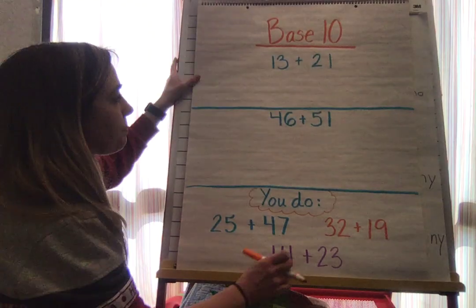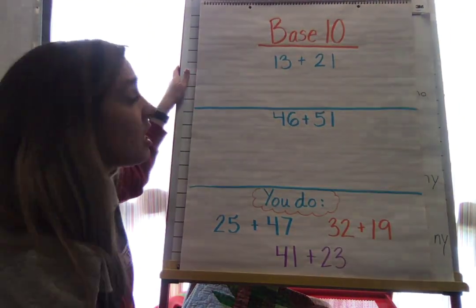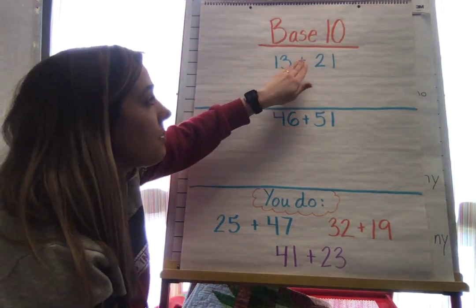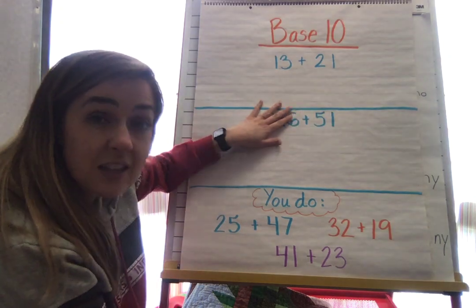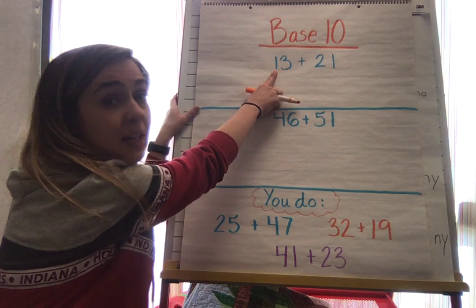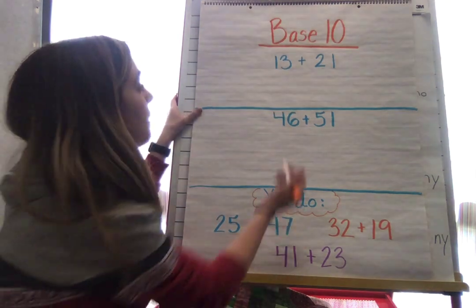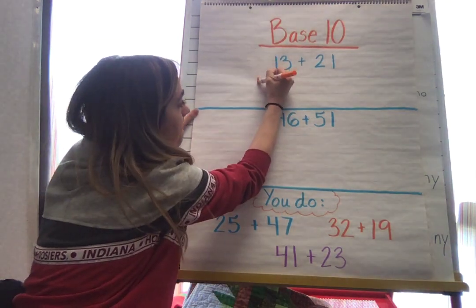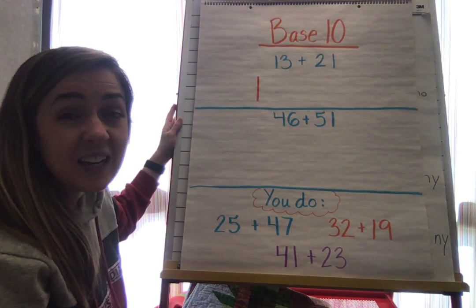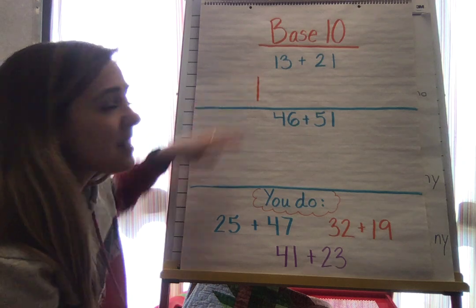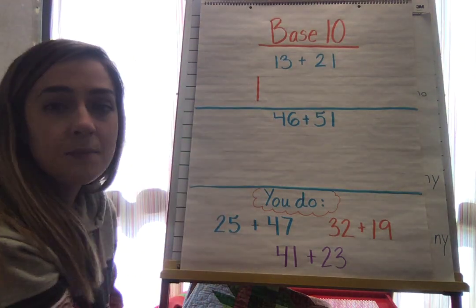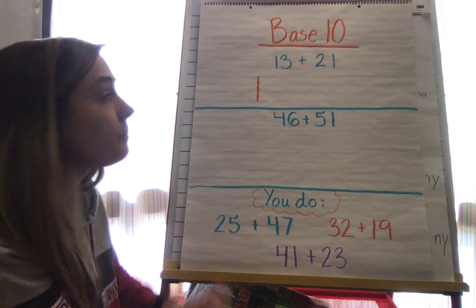All right, so here we go. This is what you're going to do on yours. So somewhere on your paper, hopefully at the top, you have written 13 plus 21. And underneath it, that's where you're going to show your work. So let's build it. I'm going to do one stick because I have a 1 in the tens place. I'm going to use those blue lines to make sure that my stick is nice and neat. It's not just an afterthought. I have really done my best to make that easy to read.